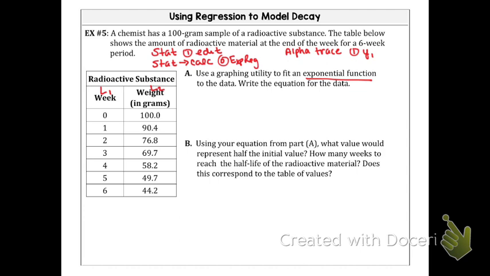And so it should tell you then that y is equal to, remember we're going to put y hat because this is a predicted one. Okay, it tells you that a is 102.306, b is about 0.869, and it's y equals a times b to the x. So we can just write our equation. y equals 102.306 times 0.869 raised to the x.